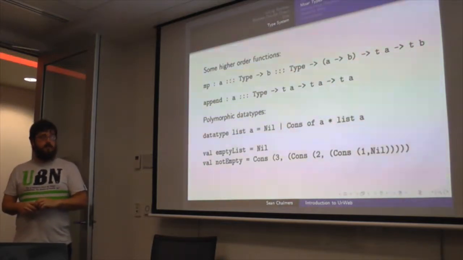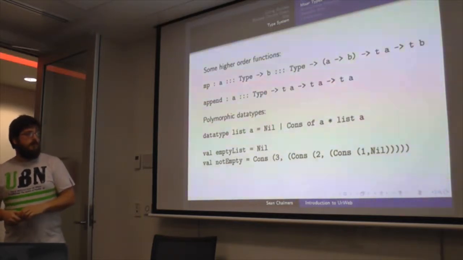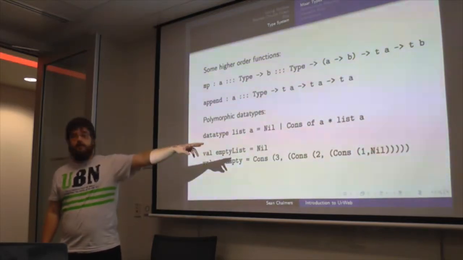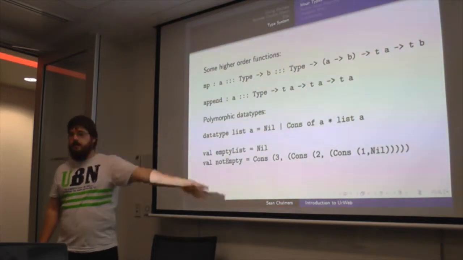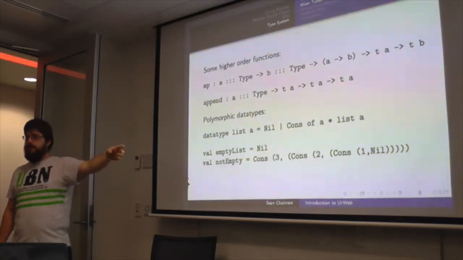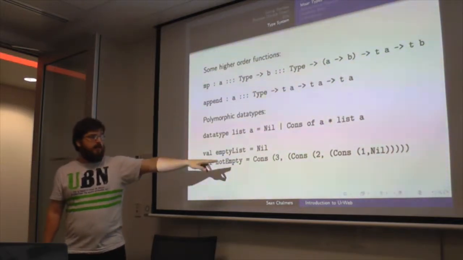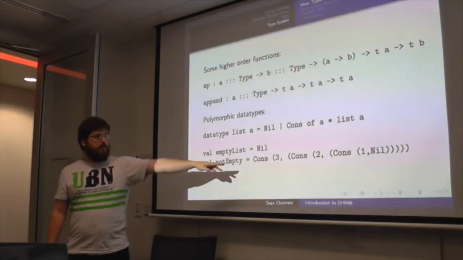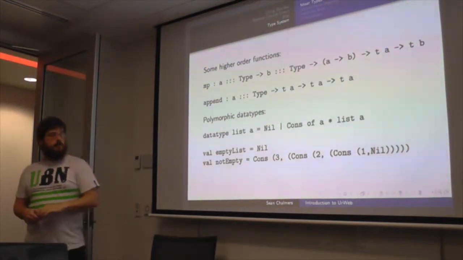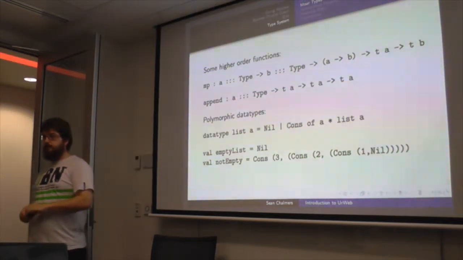And polymorphic data types, similar to what we've got in Haskell, so that's just the list of A. A big difference is the recursive constructor on the right-hand side. The star indicates that this is basically going to create a tuple of A and then a list of A. So when you're constructing this kind of recursive data type, you'll end up having cons, which is the constructor, and then a tuple of the value and then the rest of the list. And then all the way down to, you can see at the end, cons 1, nil. So it's just a tuple.